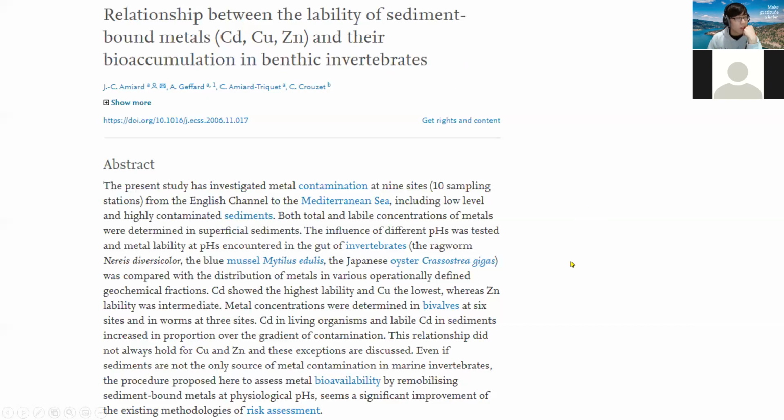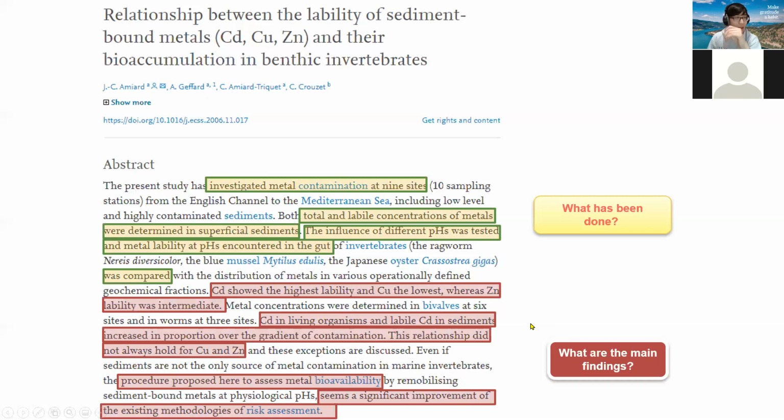Okay, so now I'm gonna look at the abstract. I'm gonna take the abstract and highlight the section that talks about what has been done and the section about what the main findings are. Okay, so I've done that here. You can see that almost all the abstract is what has been done and what the main findings are, right? Basically, every single sentence, you can highlight something in these two categories. That shows you that this is a good abstract because it focuses on the two questions that I brought up, right?